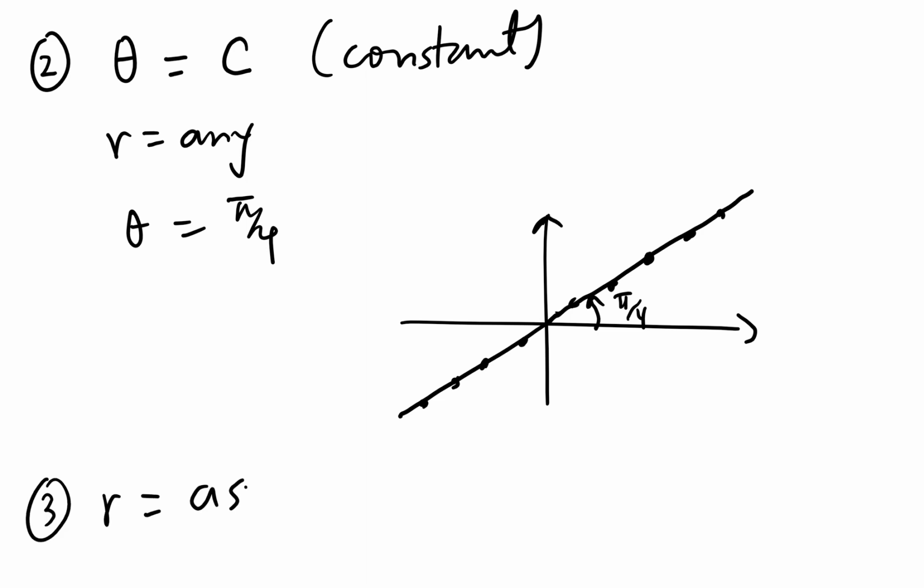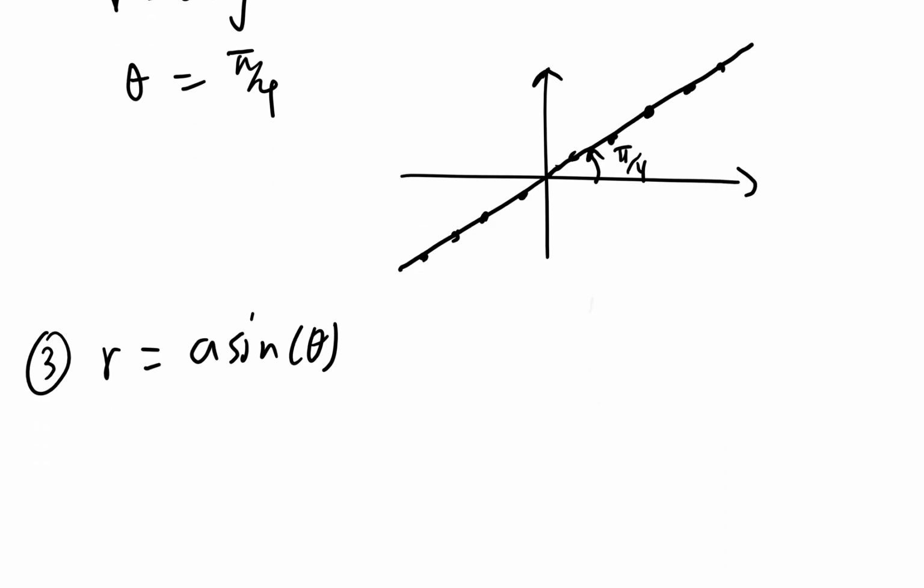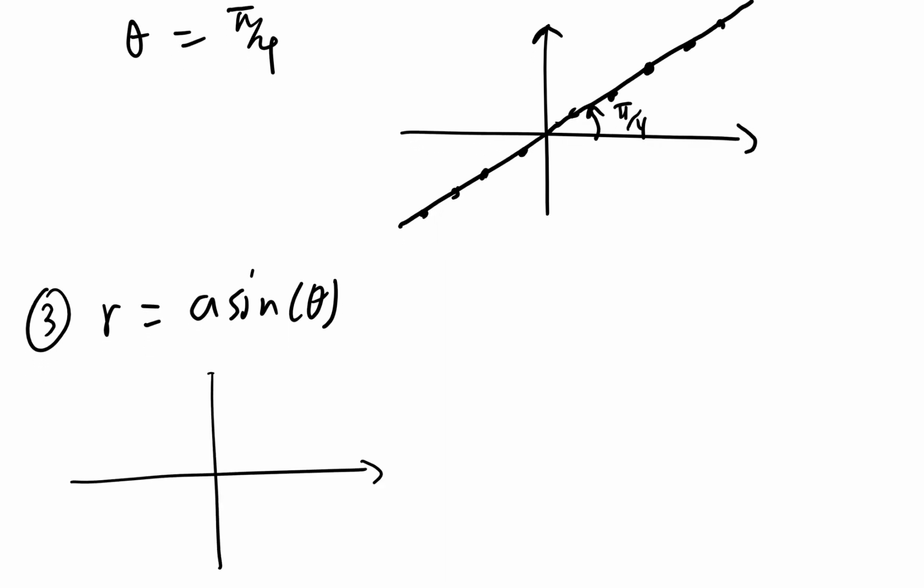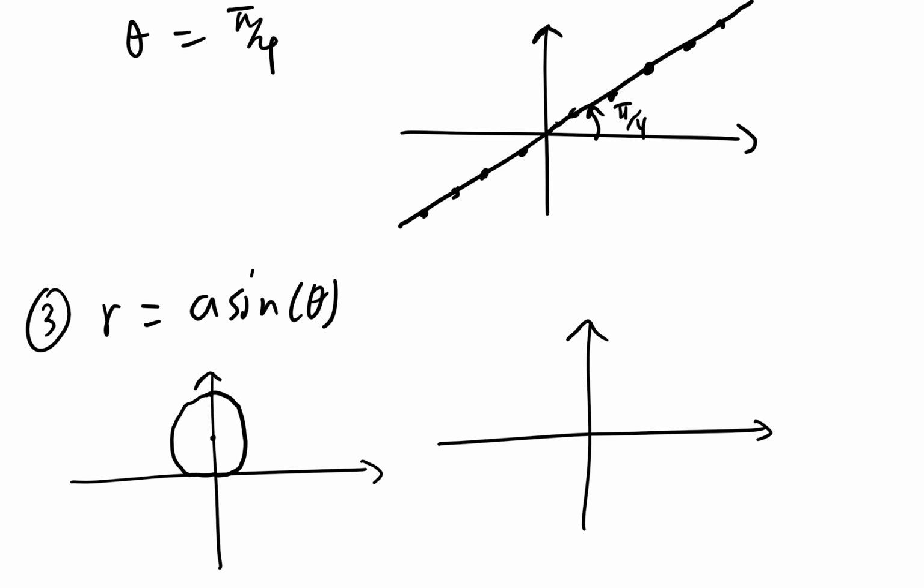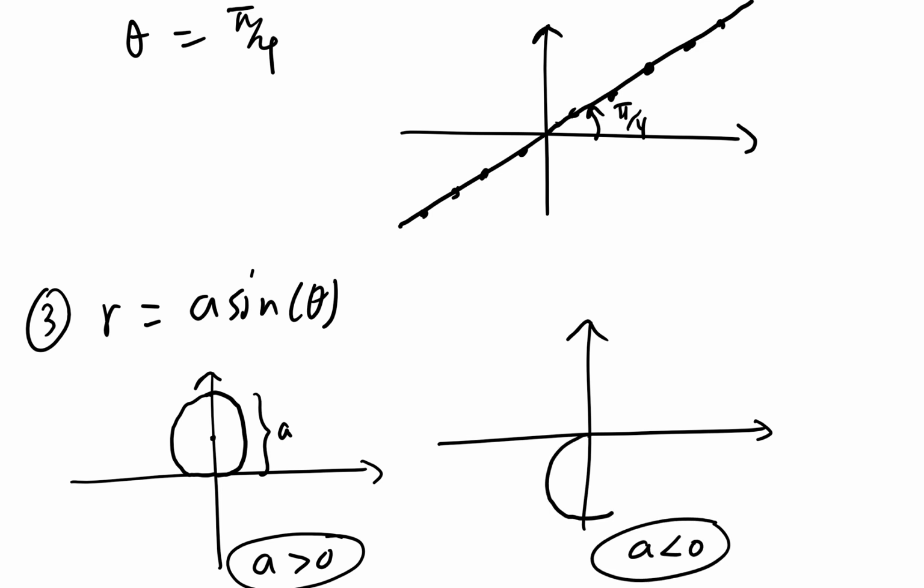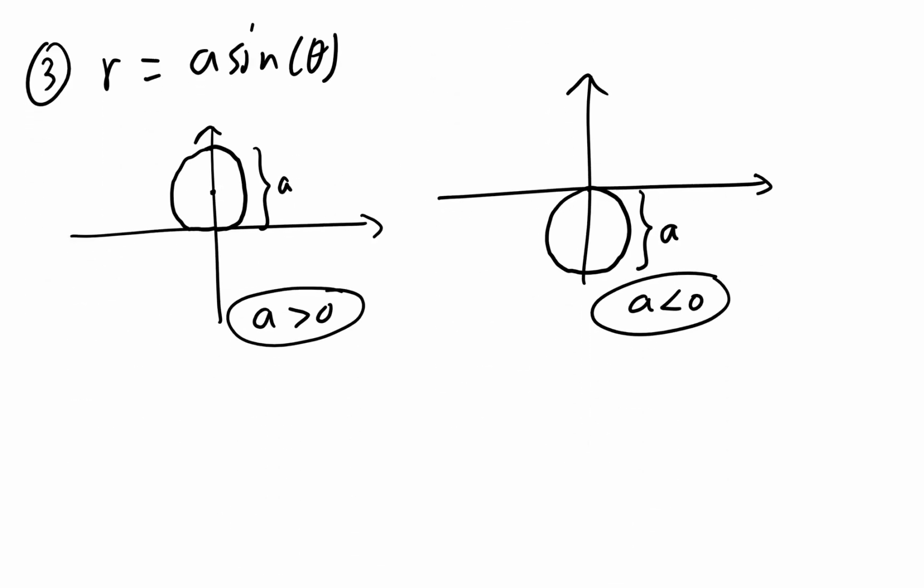r equals a sine theta. How does the graph look? Well, this is how it looks, and we can prove to you why that's the case. There are two cases depending on a, whether a is positive or negative. If a is positive, it is going to be a circle in the upper half plane with diameter a. If a is negative, it will be another circle but in the lower half plane with diameter a. So sine is always either up or down. For cosine, it's going to be right or left, depending on a again.